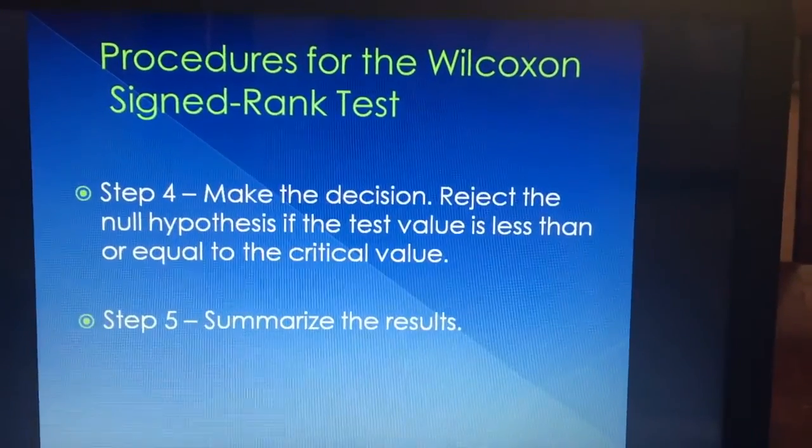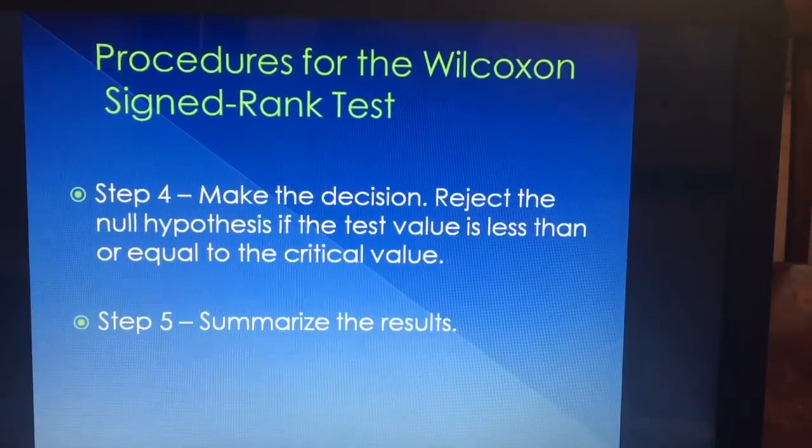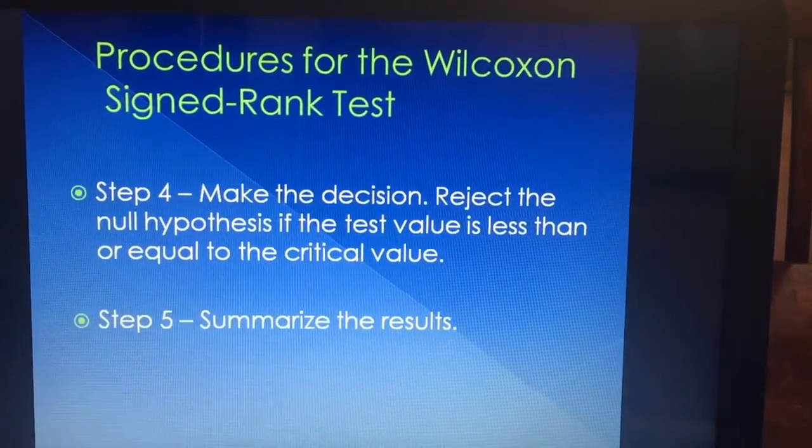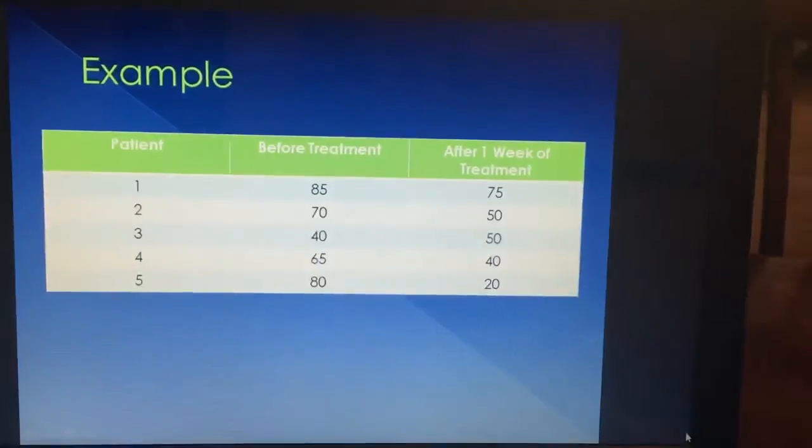Step 4, make the decision. Reject the null hypothesis if the test value is less than or equal to the critical value, and then summarize the results.